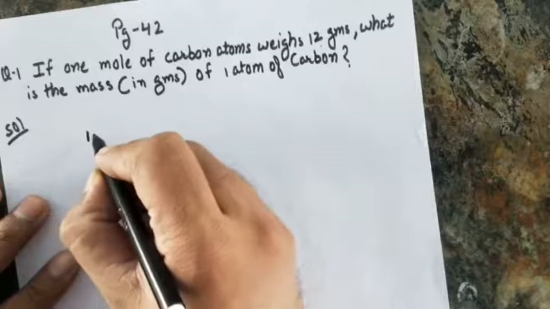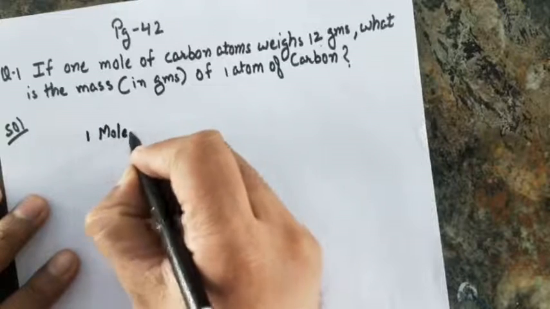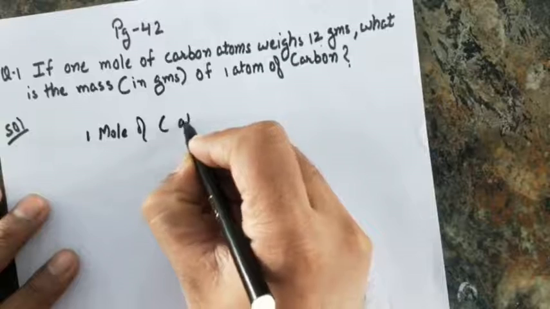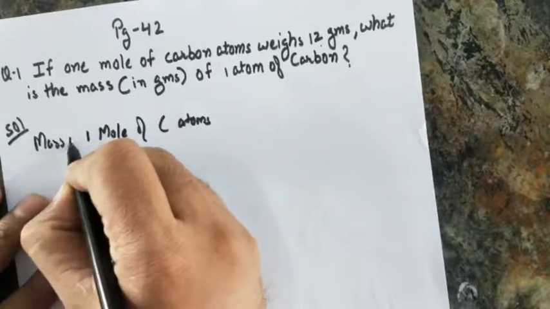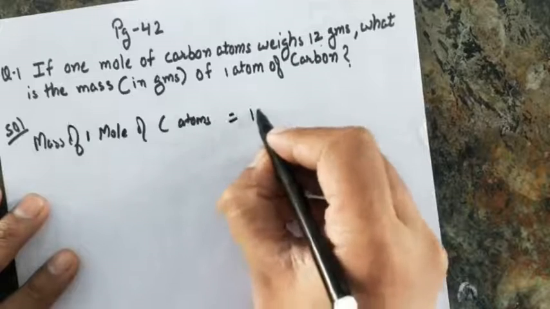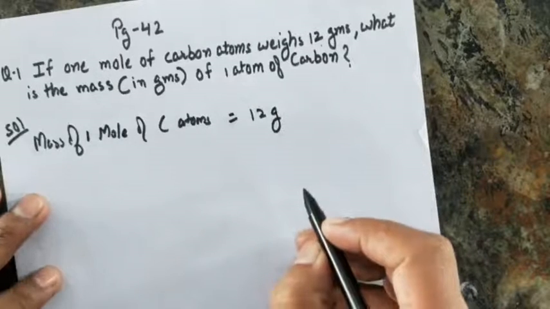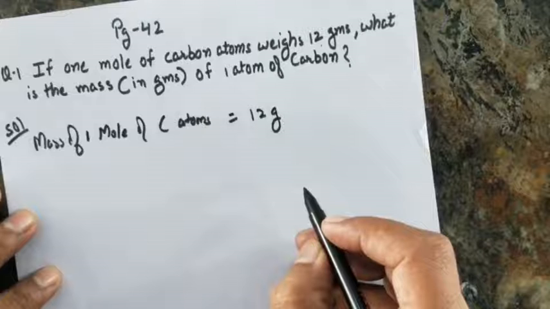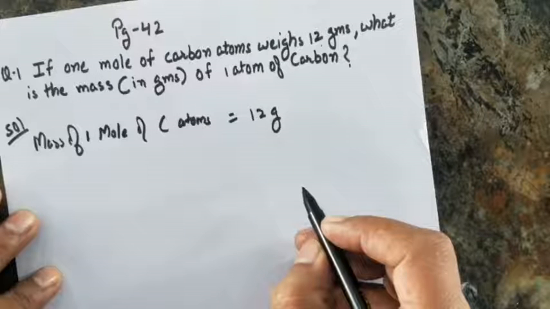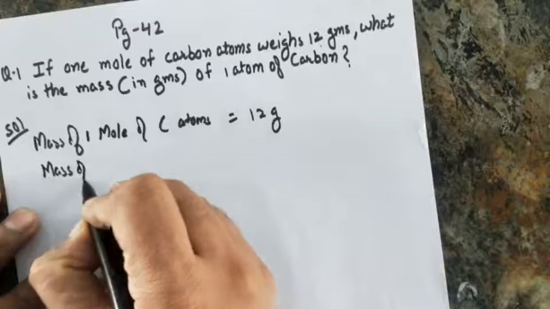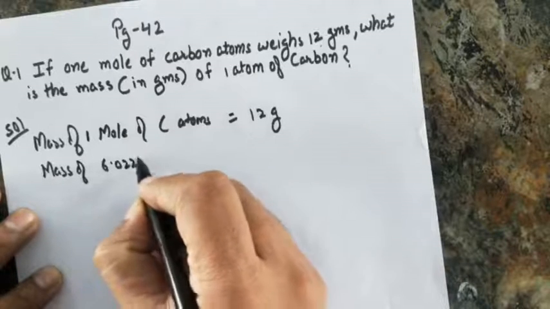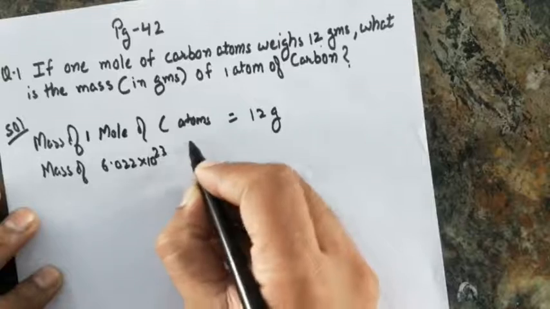So in this question, mass of 1 mole of carbon atoms is equal to 12 gram. We know that 1 mole means 6.022 into 10 raised to 23. That means this is the mass of 6.022 into 10 raised to 23 carbon atoms.